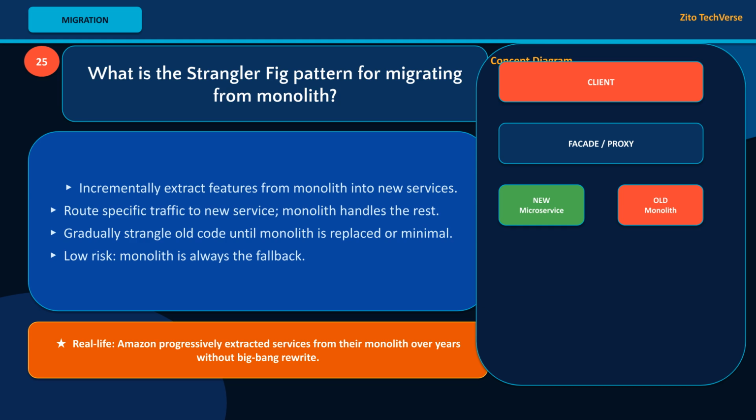The Strangler Fig pattern is the gold standard for monolith migration. It involves incrementally extracting features into new services while routing specific traffic away from the monolith. This minimizes risk, as the monolith serves as a fallback until the migration is complete.